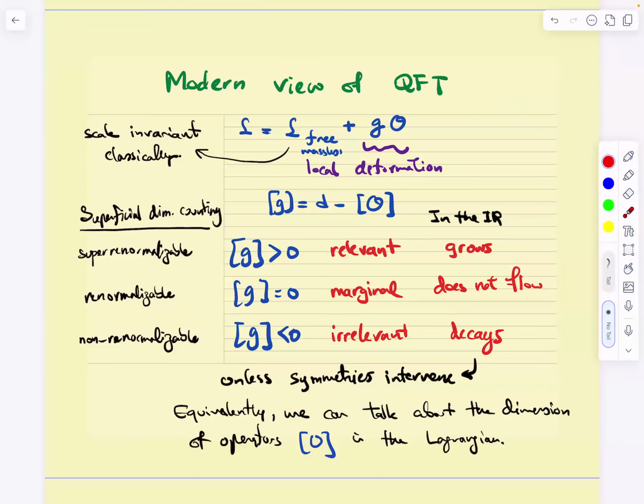Now, let's switch gears a little bit and talk about the modern view of quantum field theory. Most of what I say here is going to be important in the course of this course, and we'll come back to these ideas over and over again.